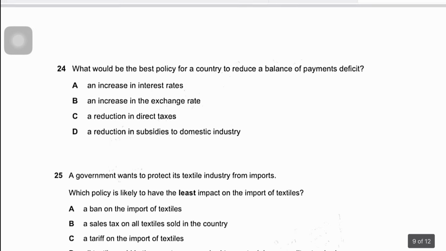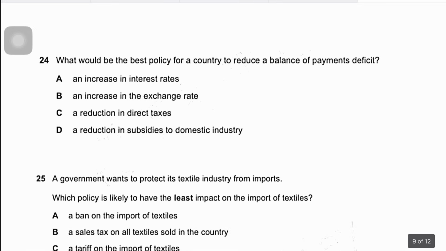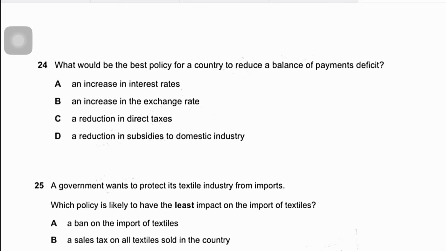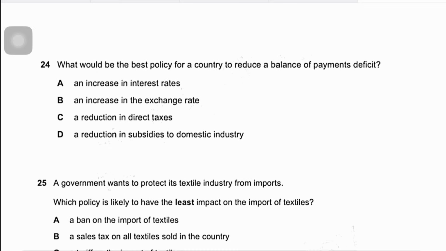Question number 24 says, what would be the best policy for a country to reduce a BOP deficit? And while A appears to be the right answer, let's see why B, C, and D could not be the right answer. So option B says an increase in exchange rate. An increase in exchange rate is a currency appreciation, so it will make your domestic goods more expensive for foreign buyers and foreign goods cheaper for domestic consumers, and hence it will reduce exports and increase imports, which will worsen your current account deficit.